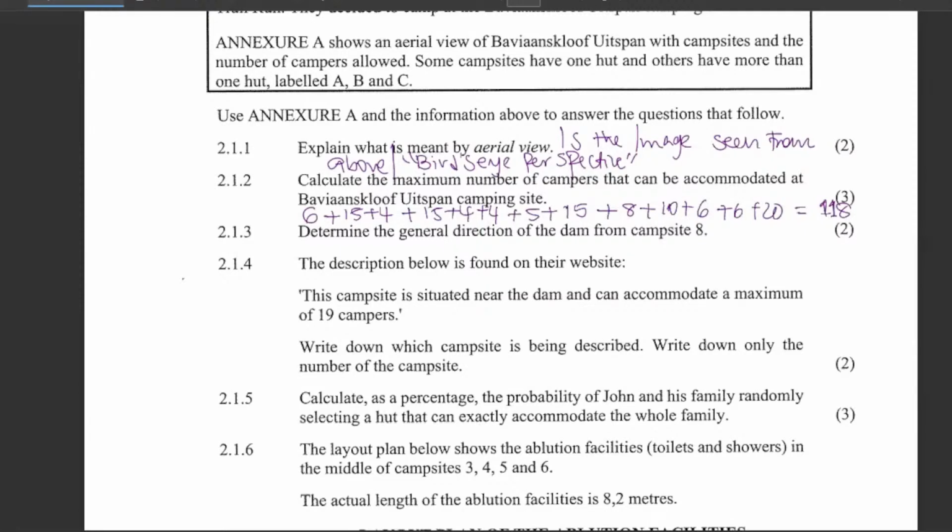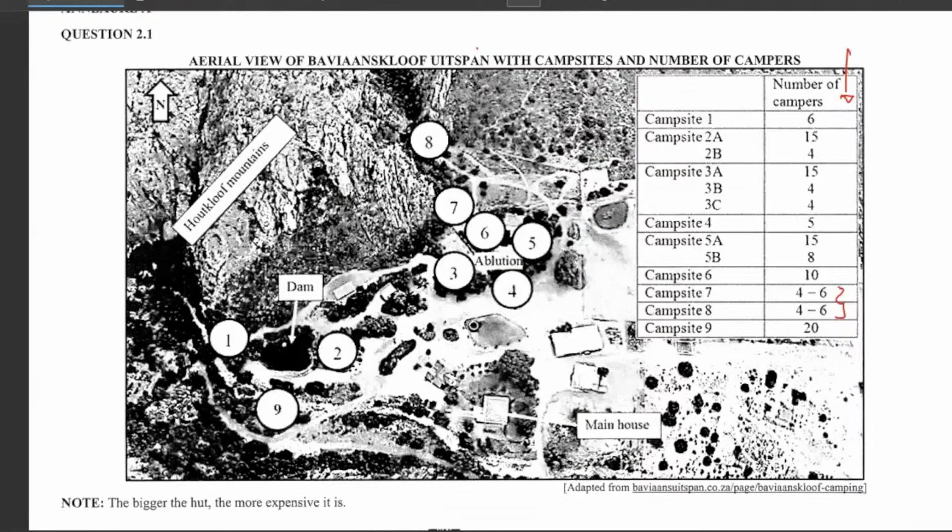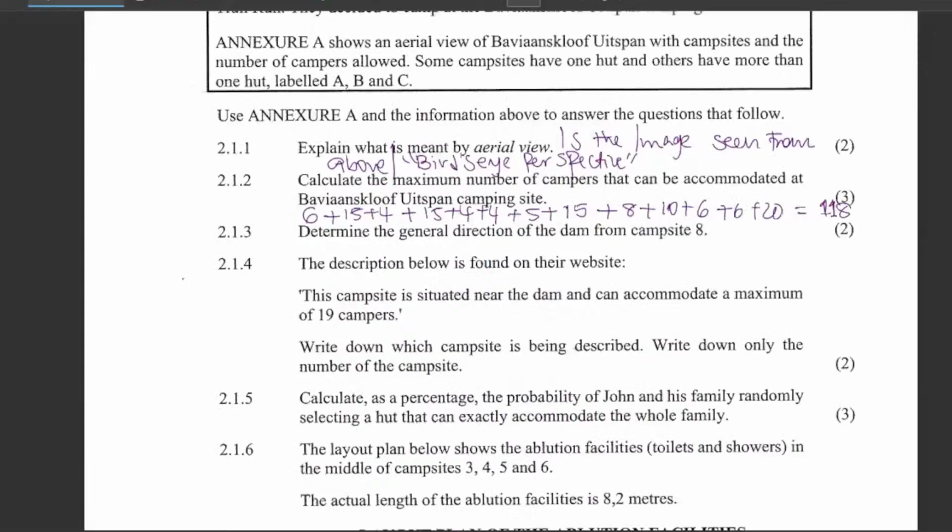118 campers. Determine the general direction of the dam from campsite 8. So now you're here at campsite 8 and you want to go to the dam. If this is north, east, south, and west, this combination gives us southwest. So the general direction from campsite 8 to the dam is south-west.